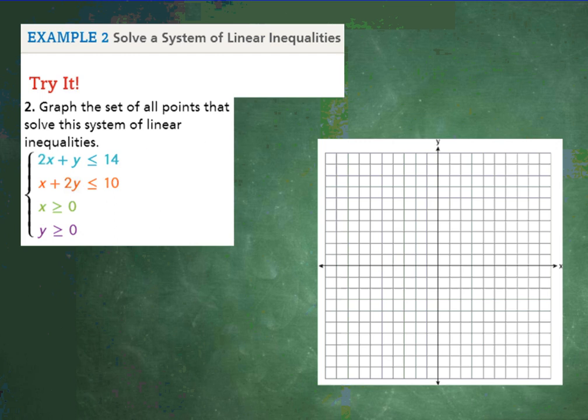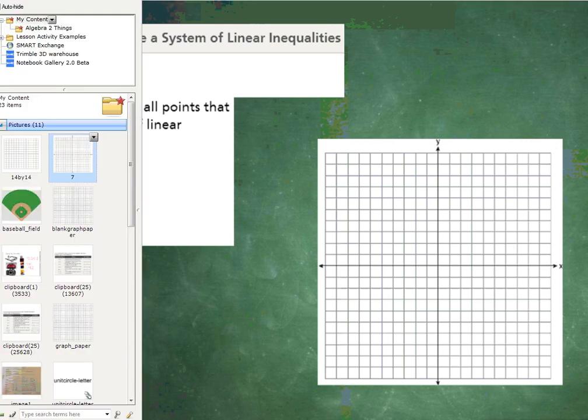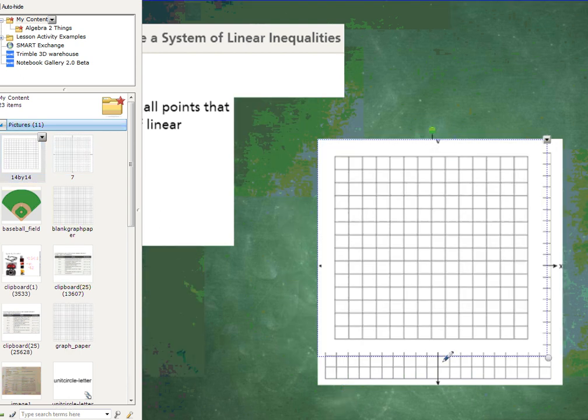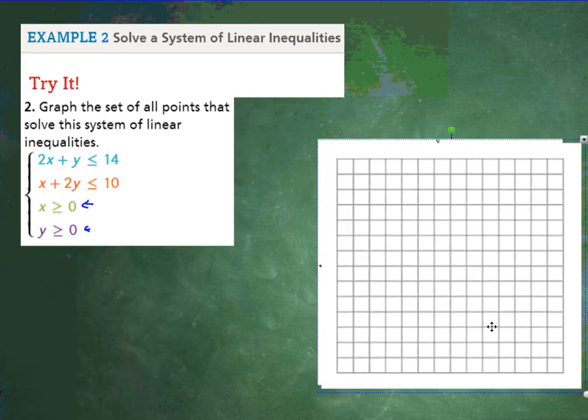So, part 2 talks about graphing it. And notice these are different. These are all inequalities. Now, in your book, I don't know if you have the coordinate system, but I want to quickly point out that these bottom 2 inequalities mean all I'm looking at is my first quadrant. So I'm going to import in just the first quadrant, and that's all I really need.